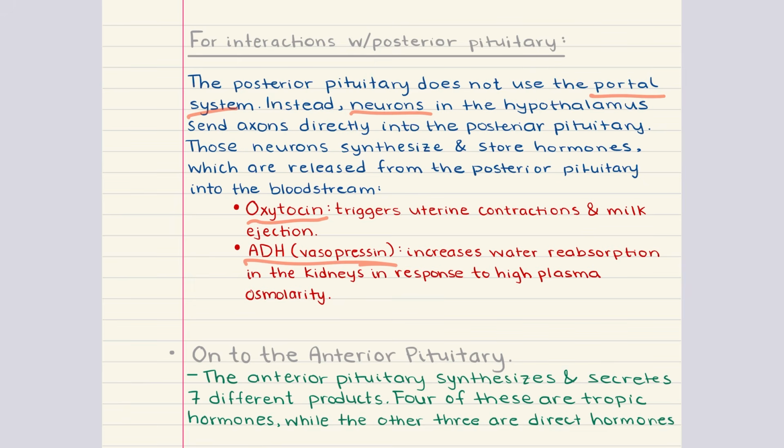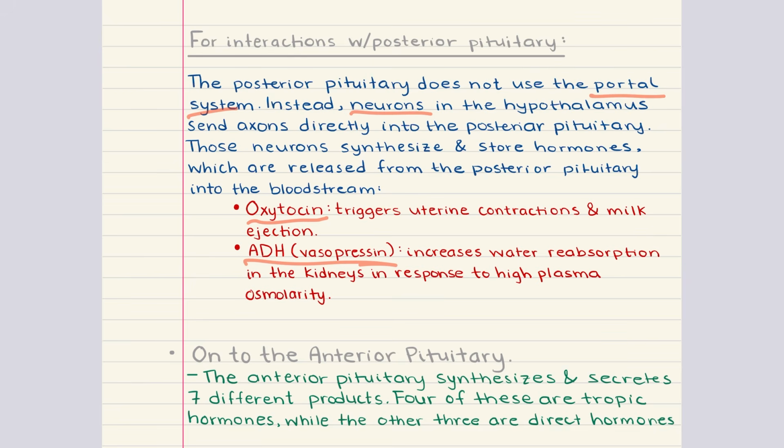So again, these hormones are made by the hypothalamus, but they're released by the posterior pituitary. And unlike the anterior pituitary, which makes its own hormones in response to tropic signals, the posterior pituitary simply stores and releases hormones that are made in the brain.